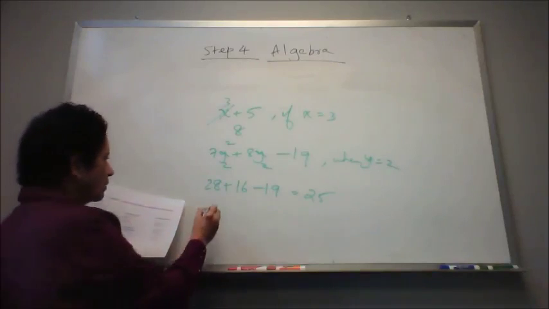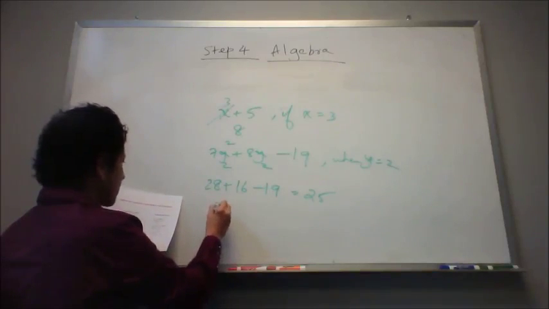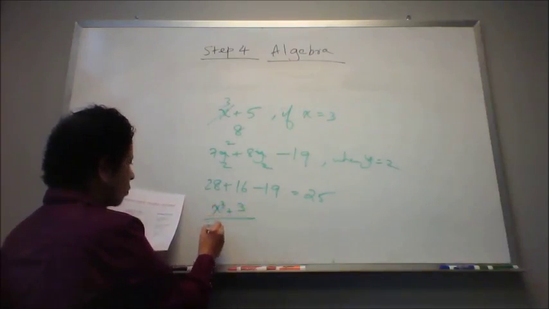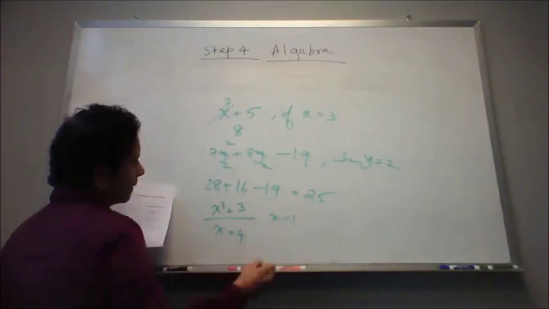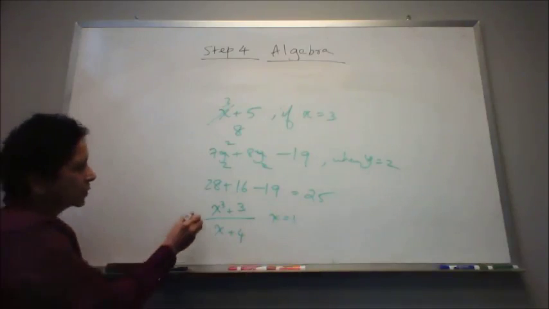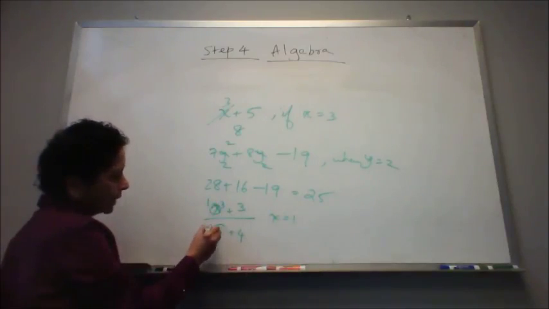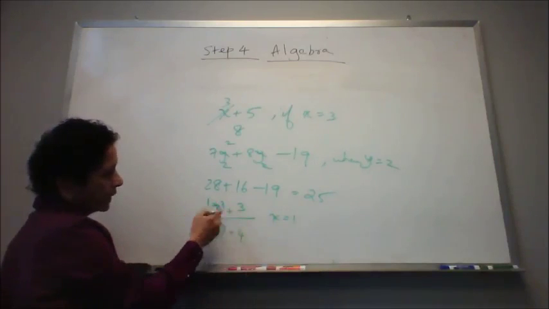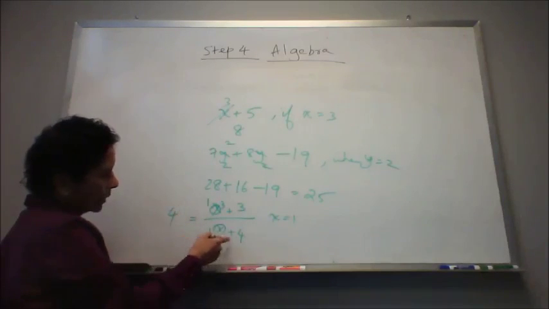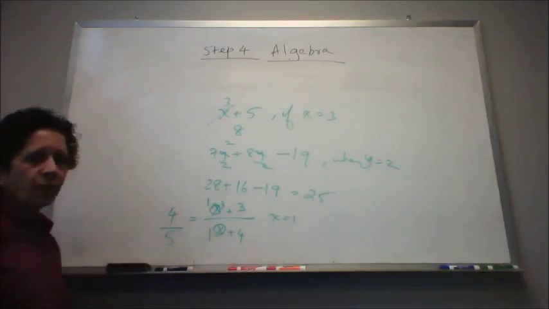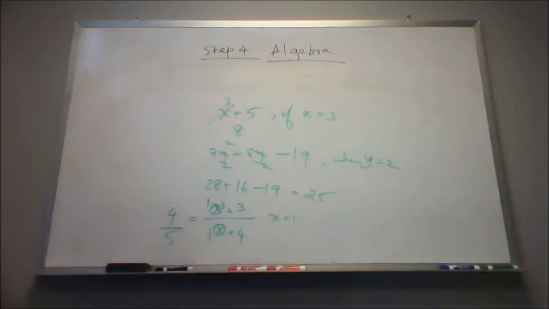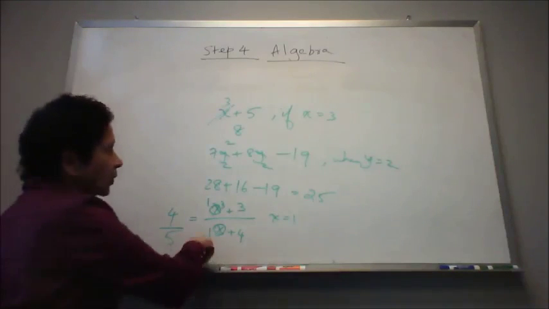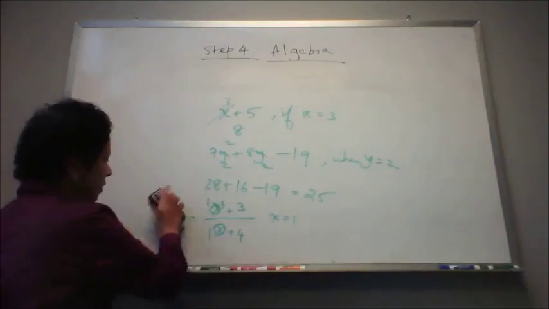So you can do that even for a rational expression. Let's say that I've got x cubed plus 3 over x plus 4, and let's say that x equals 1. So then you just plug in 1 here, 1 here. So 1 plus 3 equals 4. 1 plus 4 is 5. 4 over 5, 4/5 is the answer. Okay? So evaluating an expression is very, very simple. You just plug in the number. That's all you need to do.